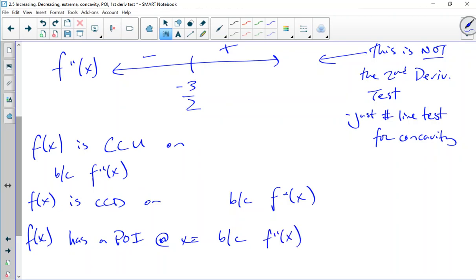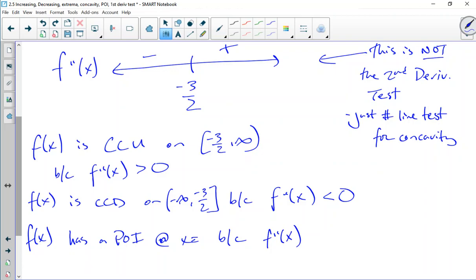Okay, so where is f of x concave up? Same deal here, you can use brackets or parentheses. And that's because f double prime of x is greater than 0. F of x is concave down on the other part of the graph, because f double prime is less than 0.